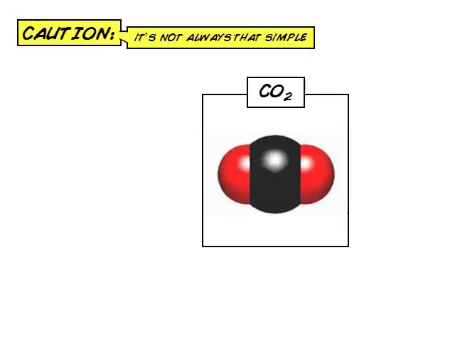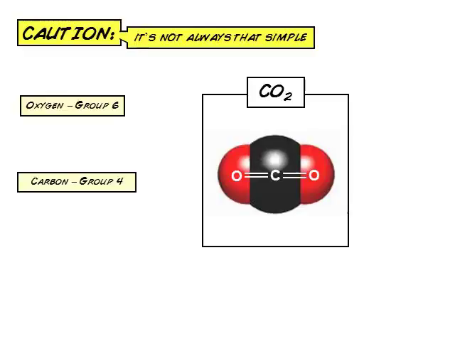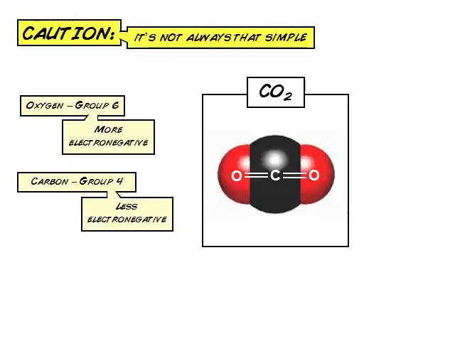Having polar bonds does not necessarily make a molecule polar. For example, let's take a look at CO2. Carbon and oxygen both have different electronegativities. Oxygen is in group 6, carbon is in group 4. Oxygen is further to the right of the periodic table than carbon. This means oxygen is more electronegative and carbon is less electronegative.